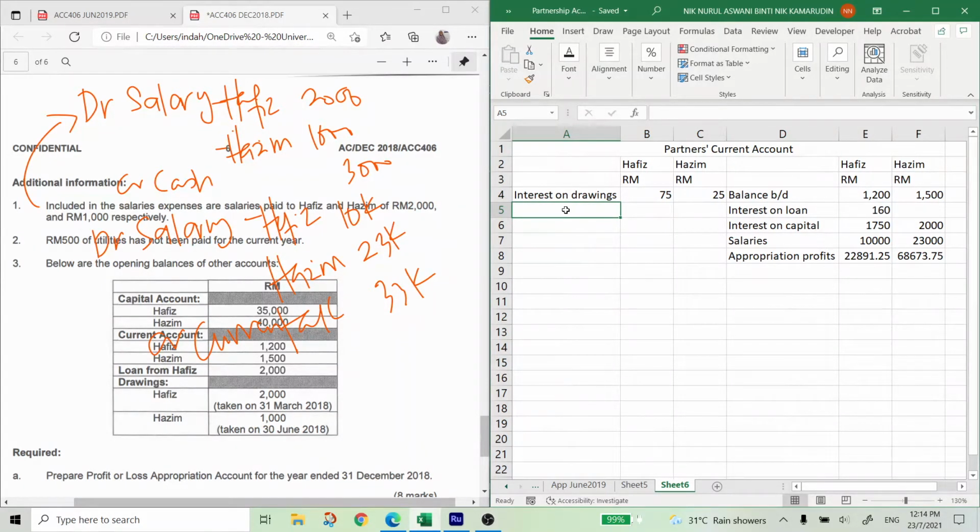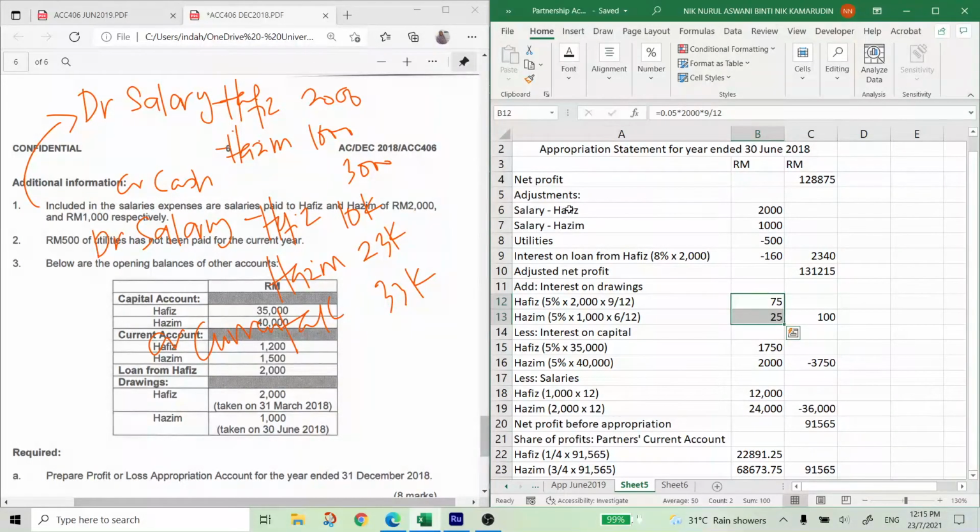Okay, and we are going to include also drawings, because drawings reduce the equity amount of the partners, or of the owners. All right, so Hafiz 2,000 and 1,000. That's why we debit this amount, because when you debit the current account, you are reducing the equity account. Okay, all right, so I think that's all.